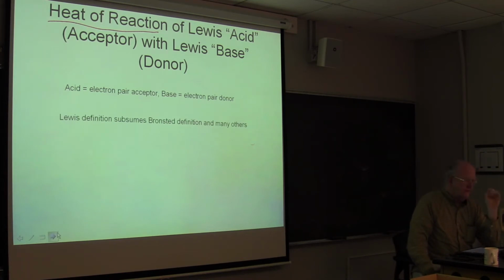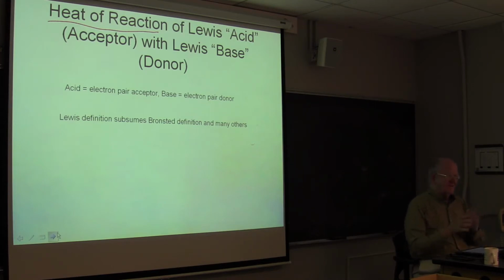The Lewis definition of acids and bases subsumes the simple acidity that we're used to talking about, like Bronsted acidity. In a Bronsted acid-base system, an acid is a what? H plus donor. Yes, it is a hydrogen ion donor, and a base is an H plus acceptor.